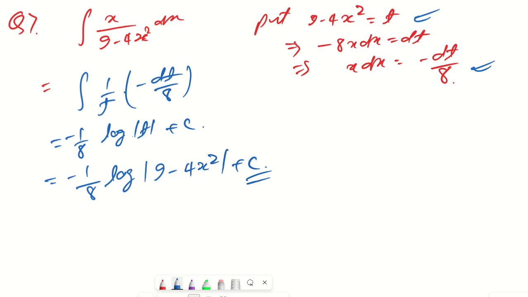Why don't we take this kind of question? So the question is, integration of e to the power 2x minus 1 by e to the power 2x plus 1 dx.